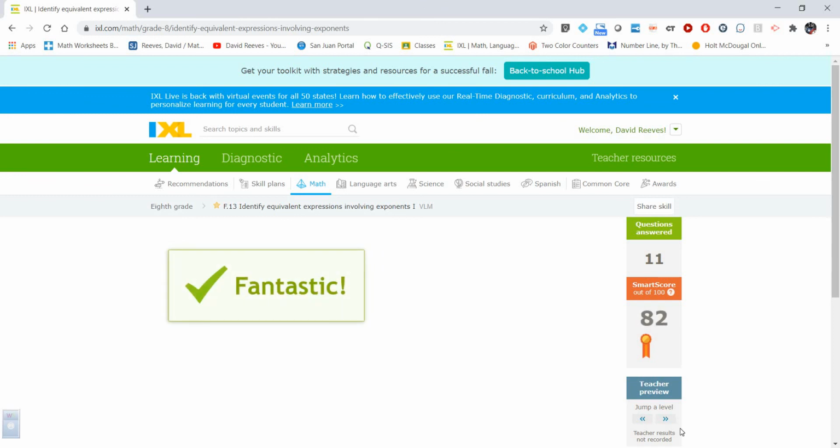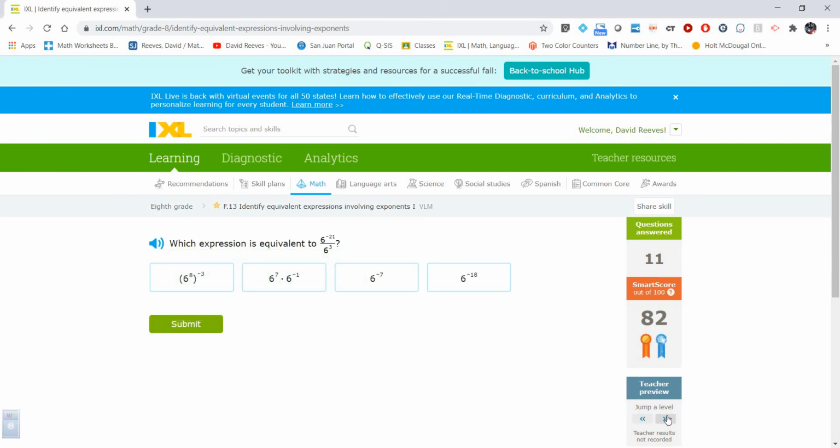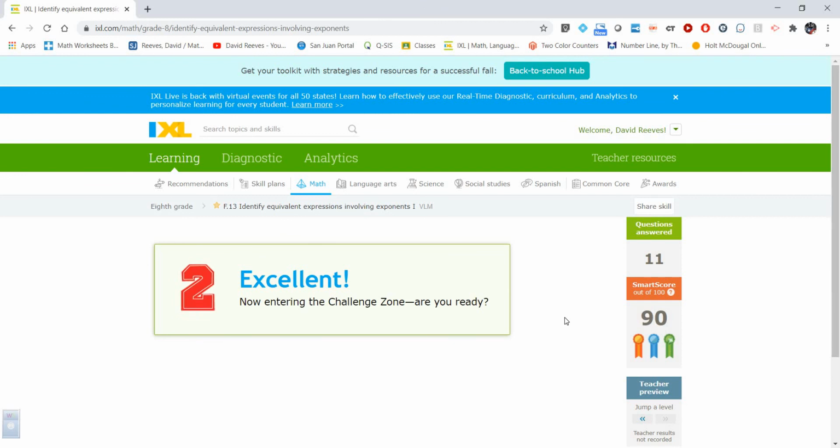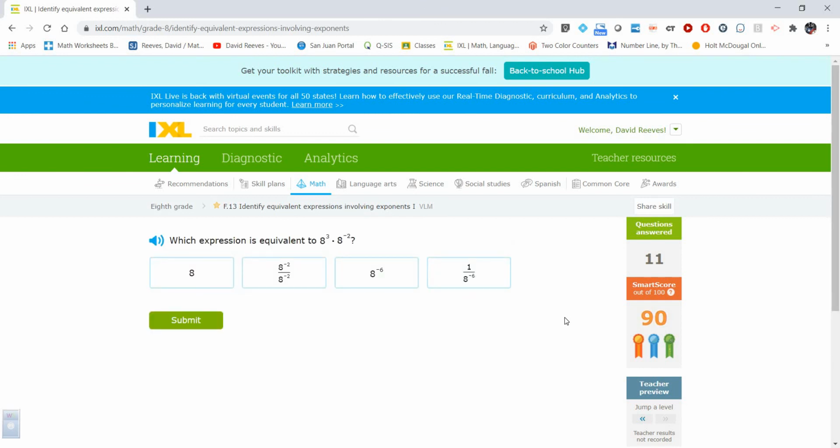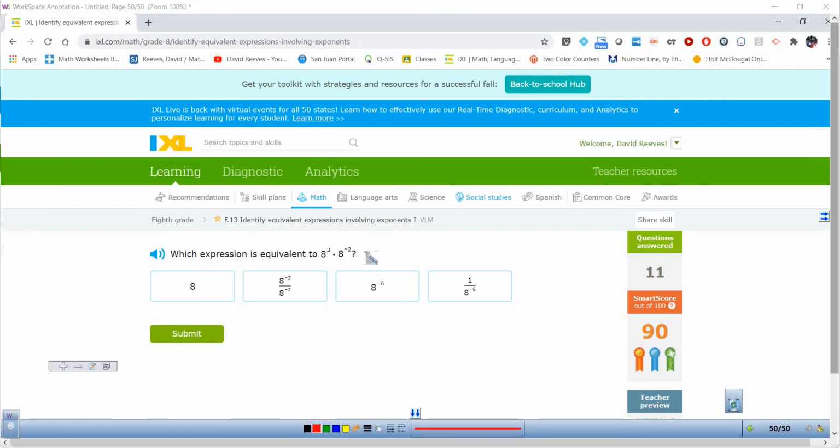All right, let's go ahead and skip up to the very end and see what we've got here. Is it going to let us go to the challenge zone? Okay, here we go. We've got 8 to the 3rd times 8 to the negative 2nd, right? Now, that's going to be 8 to the 1st power.